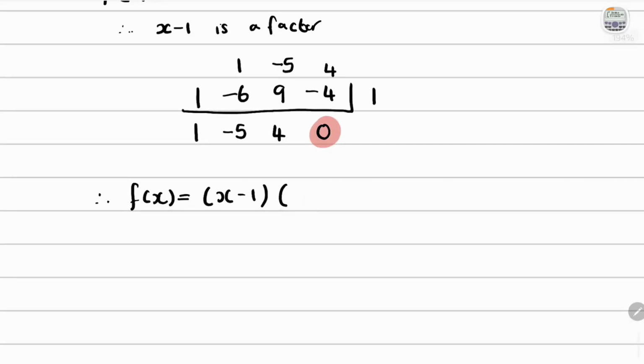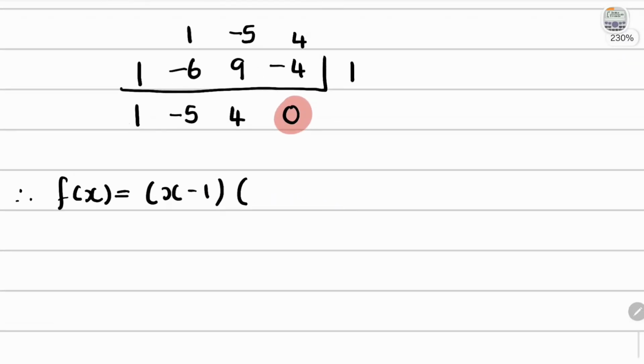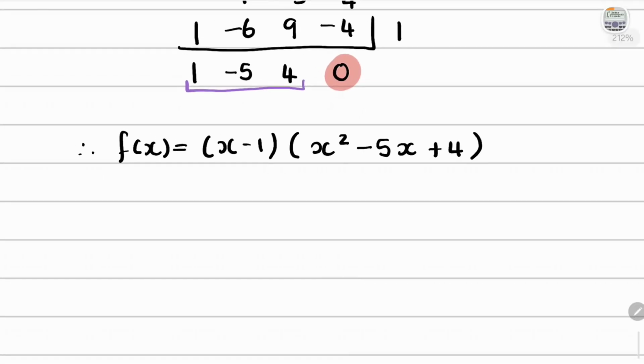And then the other factor we get from these, okay? So from the coefficients of these. So this is going to be a quadratic polynomial, and these are the coefficients of it. So the a value is 1, meaning you just have x squared. The b value is negative 5, meaning you have minus 5x. And the c value is positive 4. So that's what it looks like. It's in the form of ax squared plus bx plus c. So this is what we have.